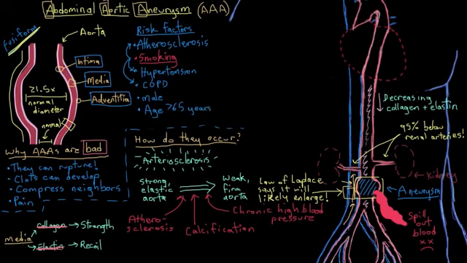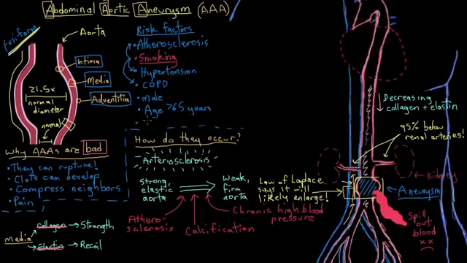And that's because older people tend to have stiffer aortas. That's partly because of the calcification, so the deposition of calcium within the walls of the aorta that we talked about earlier, and partly because there's just been more degeneration of that collagen and elastin over time.